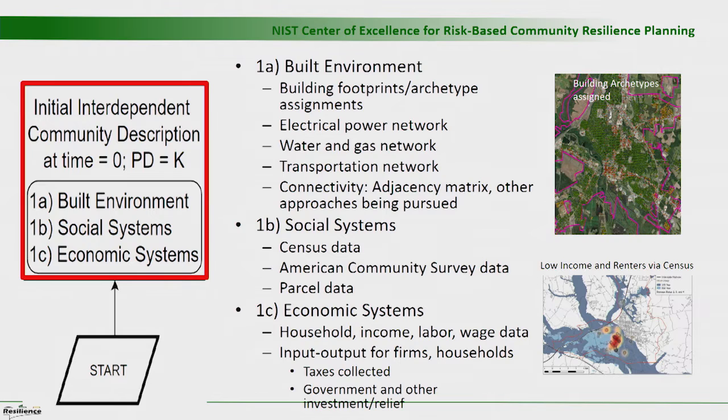The social systems involve census data, American Community Survey data, parcel data, and you'll hear more in detail. I'm not doing it justice, just mentioning 3. And then economic systems, looking at household income, labor, and wage data, and input information for firms as well as households, so looking at businesses and the households themselves. And then the infusion of money through federal relief and other mechanisms can be accounted for.